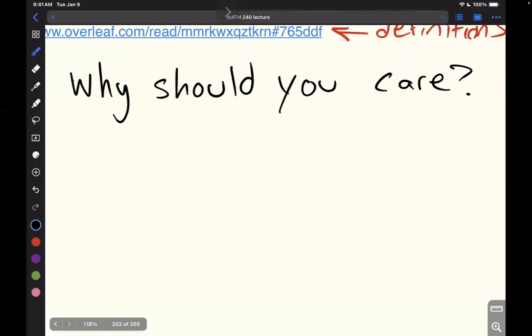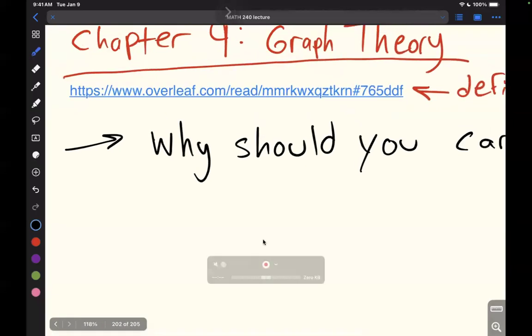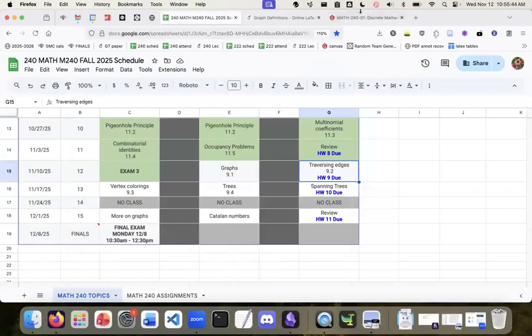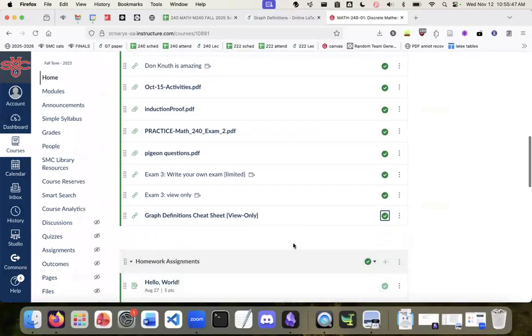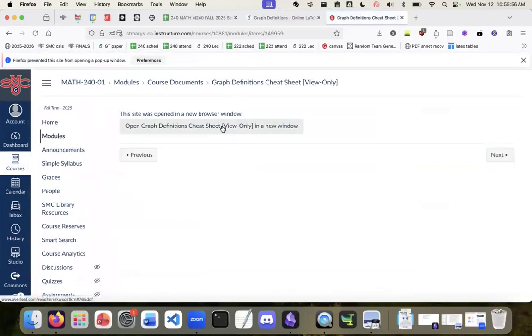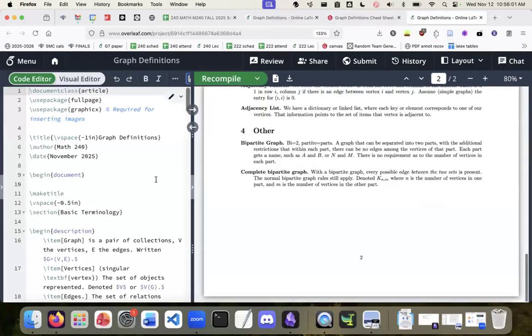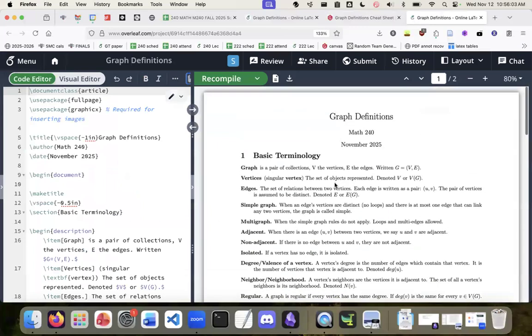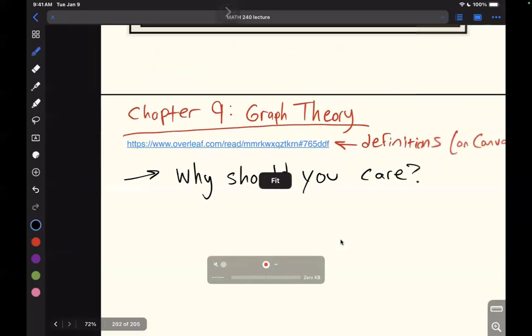I've given you a read-only link, and that link can be found on Canvas. Graph definition cheat sheet, view only. And so we click there. Open link in new tab. Voila. So you can access this and refer to that. We're going to go through each of these definitions today and talk about what they mean. All right.